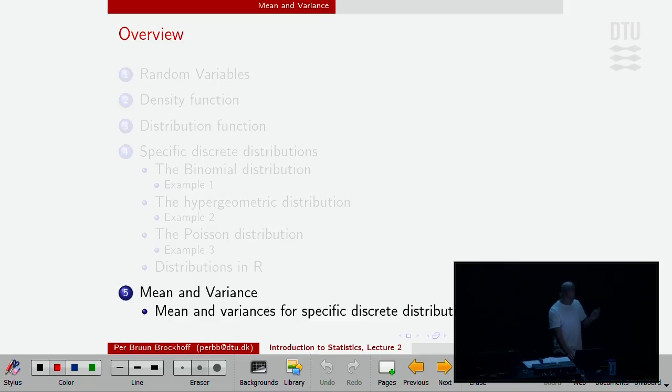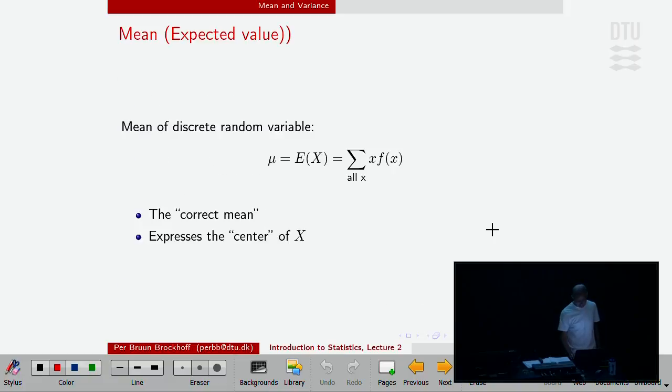And making a link to the Sundhedsstyrelsen's handicapped baby thing. Just a little link. Mean and variance. I think in a way we discussed it a little bit already.